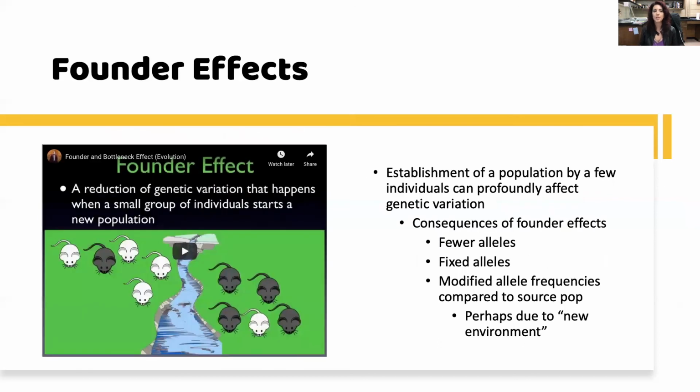Coupled to this is something called the founder effect. This is the establishment of a population by a few individuals, and this can profoundly affect genetic variation in subsequent generations. The consequences include fewer alleles, fixed alleles, and modified allele frequencies compared to the source population, perhaps due to a new environment. And here's a little schematic representation of what that looks like.